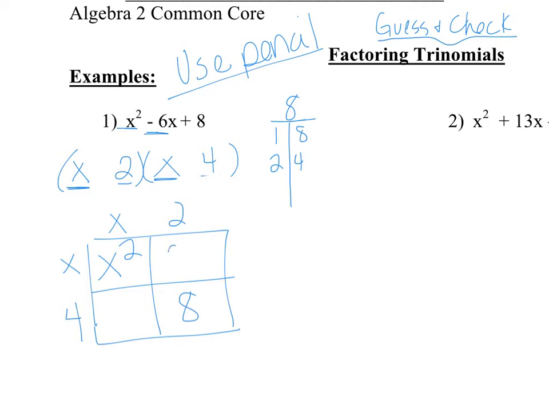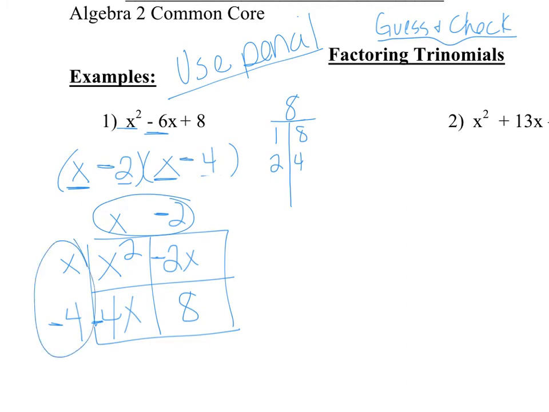If I multiply 2 times x, I get 2x. X times 4, I get 4x. If I add these two together, I get 6. Well, if I want a negative 6, then they would both have to be negative. In order for this to be negative, this would have to be negative. So this is like a puzzle to figure out signs. Now, your final check is to make sure that if I multiply these, I get positive 8. Negative 2 times negative 4 is a positive 8. That works. So I know my first binomial is this one, and my second binomial is this one.